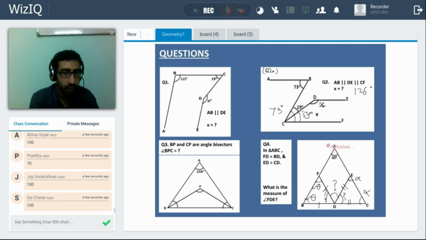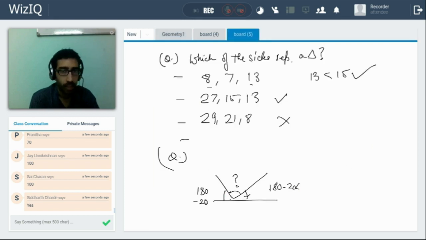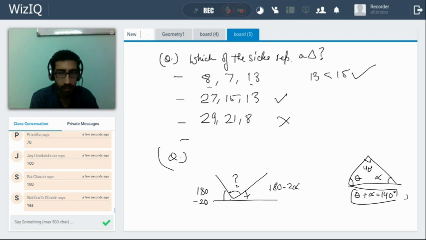And what we also know in triangle ABC, the largest triangle, is that 40 degrees plus theta plus alpha is 180. In the largest triangle, this angle was 40, this angle was theta, this angle was alpha. You can see from this diagram, theta plus alpha would have to be 140 degrees. The sum of the three angles of a triangle has to be 180. Is this clear?